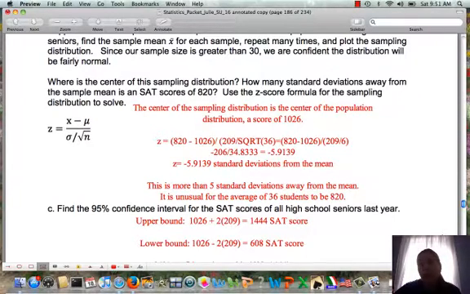What this is saying is, while it may not be that unusual for one student to have a score of 820, what we looked at in Part A, it's extremely unusual for the average of 36 students to be a mean of 820. This is more than 5 standard deviations away from the mean. Again, it might be reasonable to have one random student have a score of 820, but if you randomly sampled 36 students, it would be very unusual for their average score to be 820. This is because we expect average scores, when you have a large group, to be closer to the mean, which is 1026.